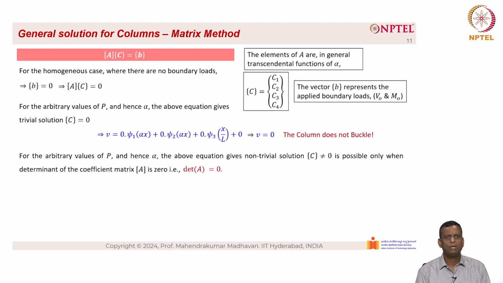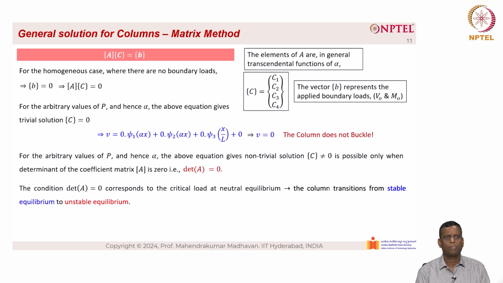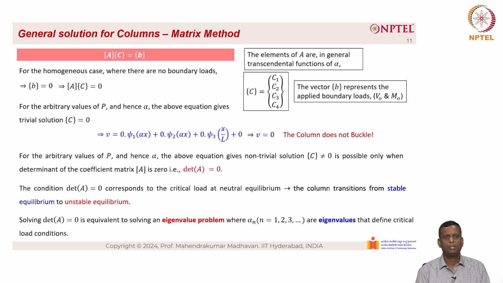Therefore, for arbitrary values of P and hence alpha, a non-trivial solution, C not equal to 0, is possible only when the determinant of the coefficient matrix A is 0. That is, the determinant of A should be equal to 0. The condition determinant of A equal to 0 corresponds to the critical load at neutral equilibrium. The column transitions from stable equilibrium to unstable equilibrium.